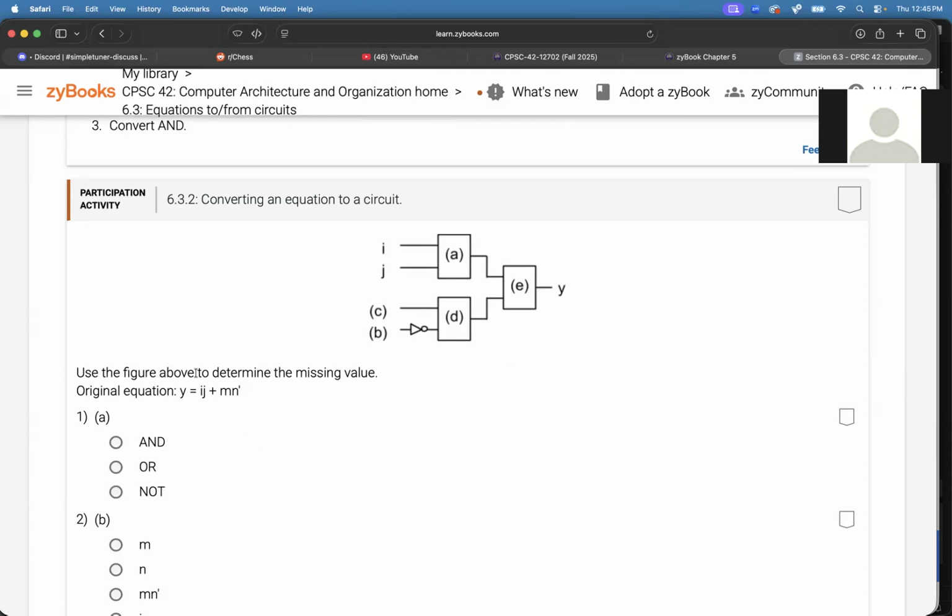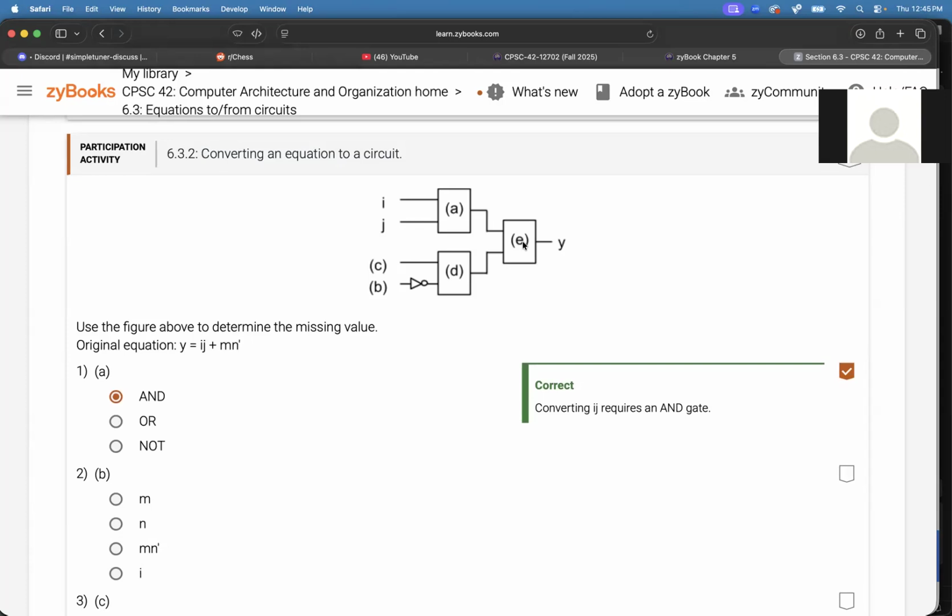So it says like use the figure above to determine the missing value. The original equation is IJ plus M not N. So we have I and J, I and J. So here's I and J, and it's I and J, right? Because multiplication. So that means that this should be an and.